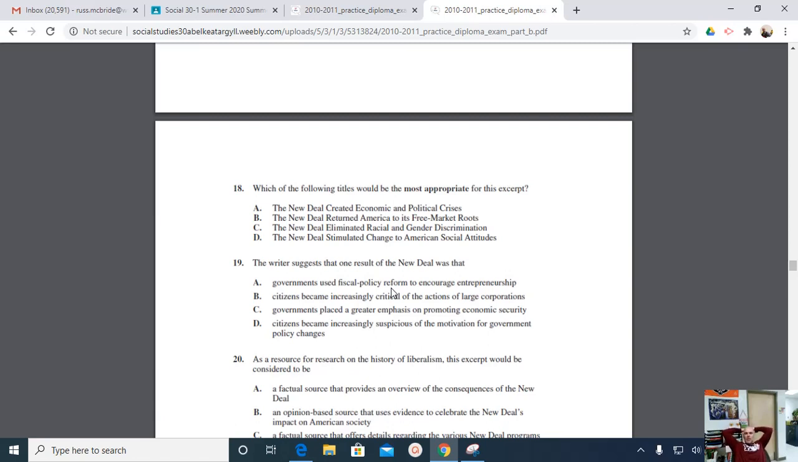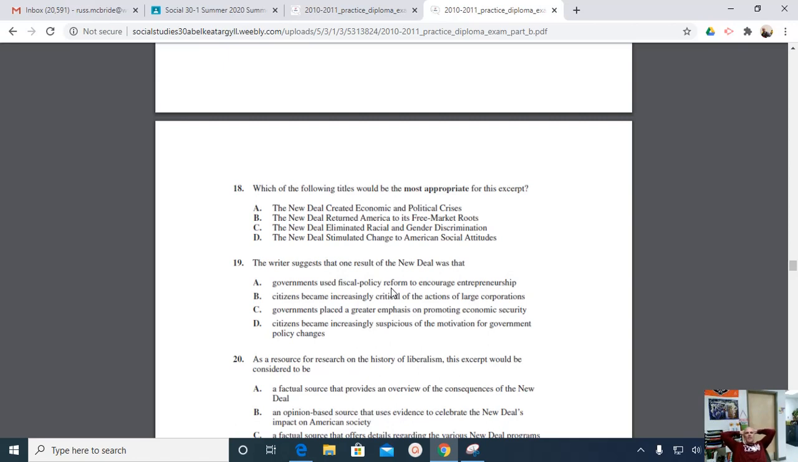Citizens became increasingly critical of the actions of large corporations. Well, maybe they should have, but I don't see any real attention to corporations in that article. Even if that is a reality, the question is what the writer suggests was one result of the New Deal. We don't see the writer suggesting that.